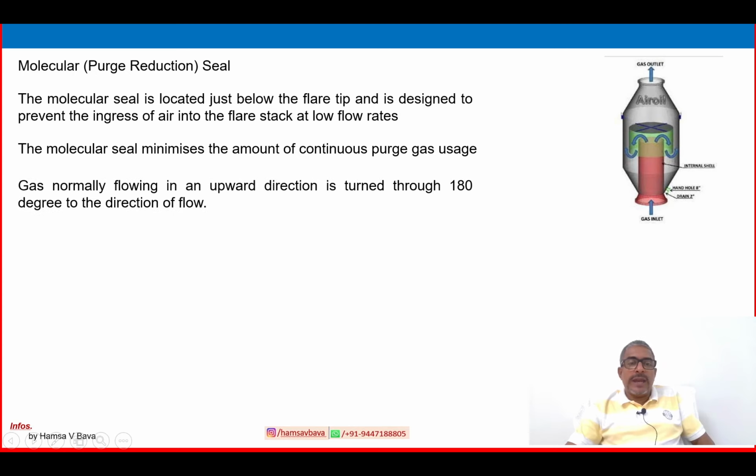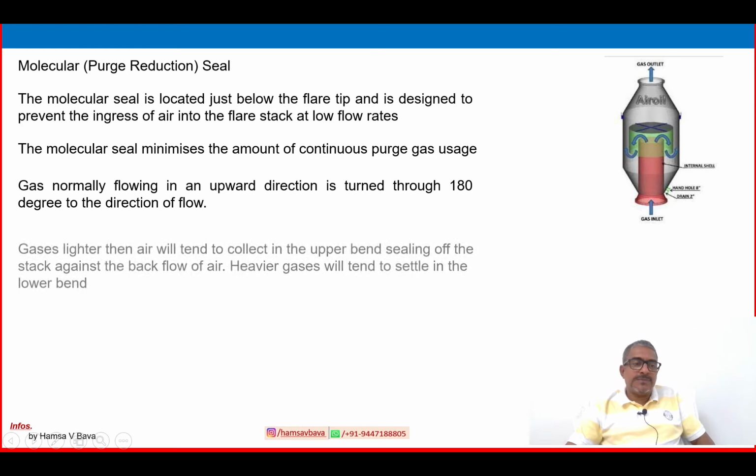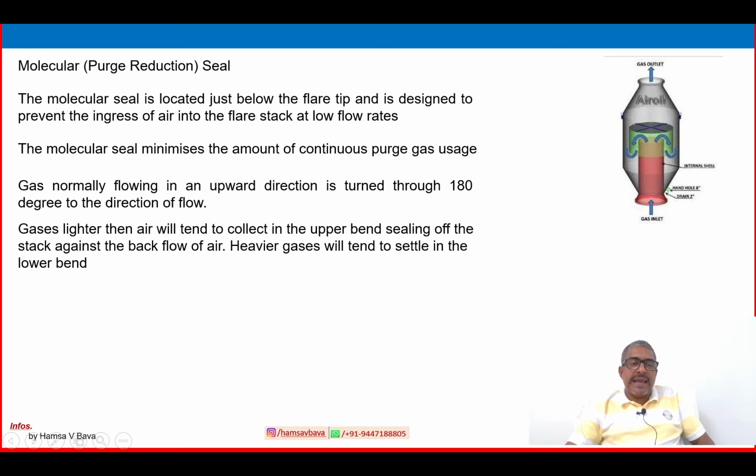Gas normally flowing in an upward direction is turned through 180 degrees to reverse the direction of flow. So it will go here, then come here, and there is an object here, and it will go like this. So it is always minimizing wastage of gas. Gas lighter than air will tend to collect in the upper bend of the stack against the backflow of air. So air will not enter anyhow, it will not enter here. Heavier gases will tend to settle in the low bend.